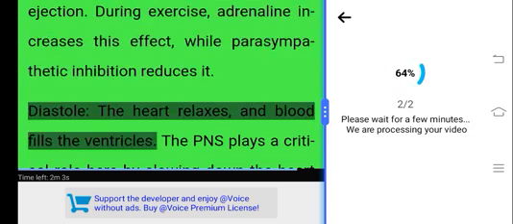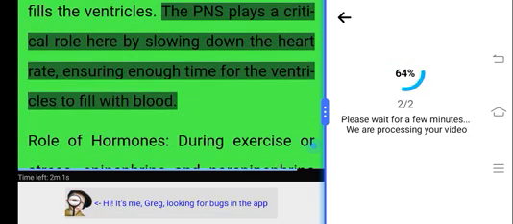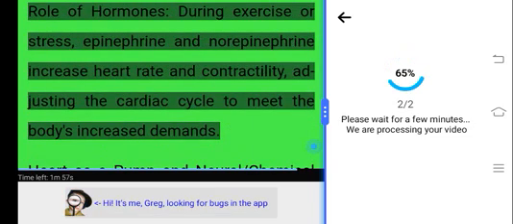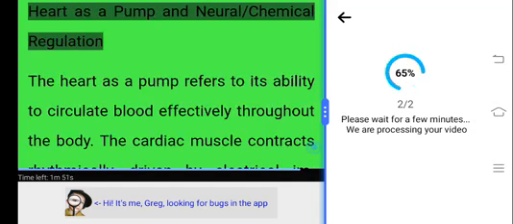Diastole: the heart relaxes and blood fills the ventricles. The PNS plays a critical role here by slowing down the heart rate, ensuring enough time for the ventricles to fill with blood. Role of hormones. During exercise or stress, epinephrine and norepinephrine increase heart rate and contractility, adjusting the cardiac cycle to meet the body's increased demands. The heart as a pump and neural chemical regulation.